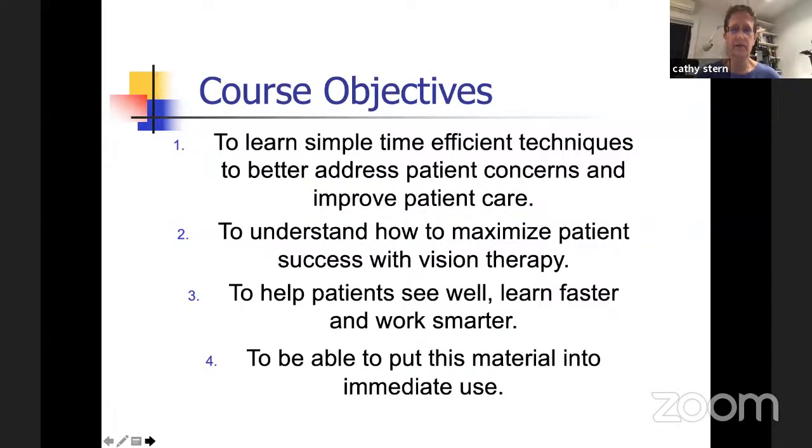So what are some of the things that I want to try to do here today? I would like to have you learn some techniques, or at least talk about some techniques that don't take much time. I want you to appreciate that you can not only maximize the patient's success with vision therapy, but yours as well. We want patients to not only see well, but we want them to be able to learn faster and learn easier, and work faster and work easier. And you're going to see that some of these things you can start tomorrow.